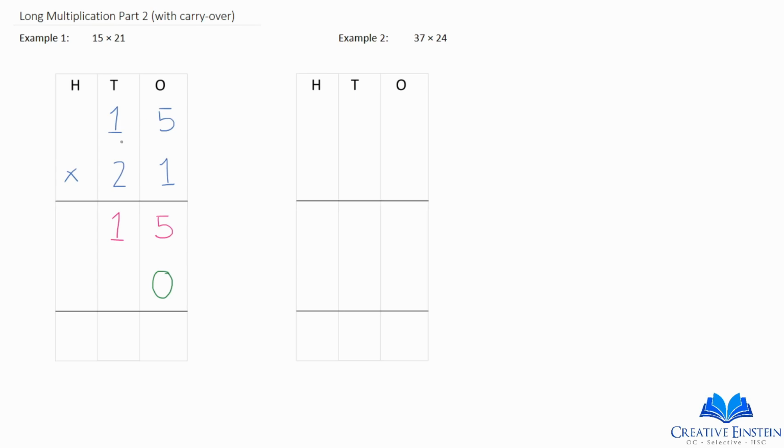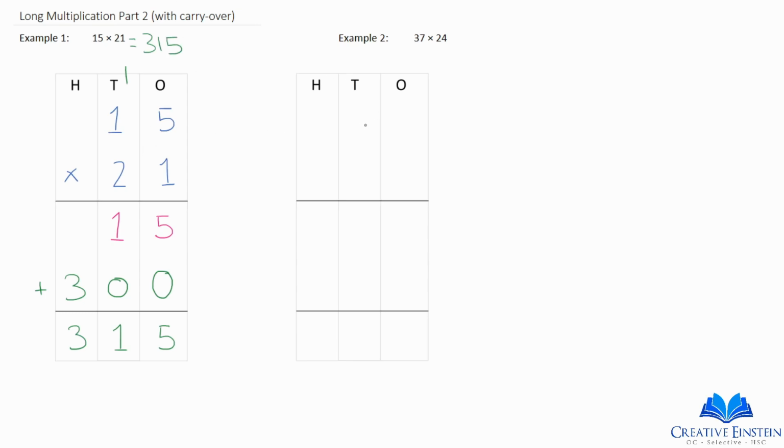Okay, we're going to be doing 2 times 5 first. 2 times 5 is 10, and we put 1 in the next column to remind ourselves to add it. The next thing we're doing is 2 times 1. 2 times 1 is 2, and then I need to add that 1. That gives me 3. Now we need to add the two bottom numbers. 5 plus 0 is 5. 1 plus 0 is 1. 3 plus nothing is 3. So 15 times 21 is 315.